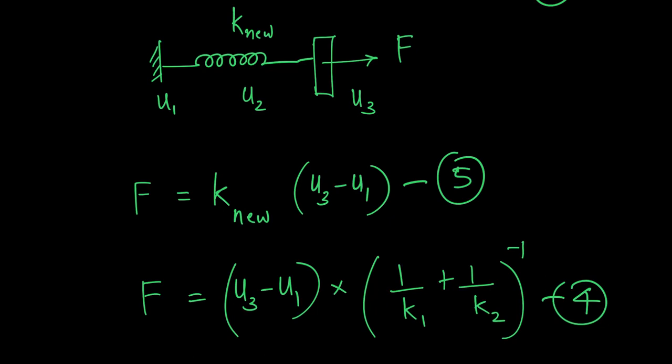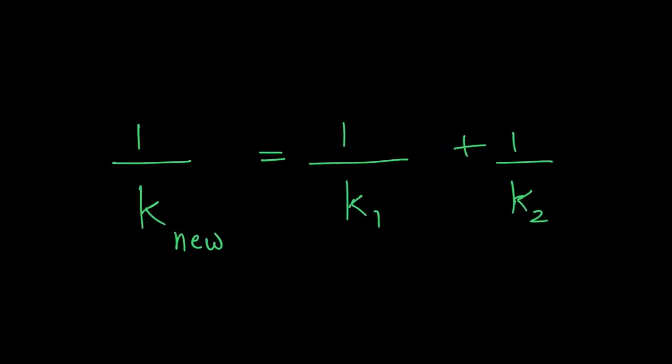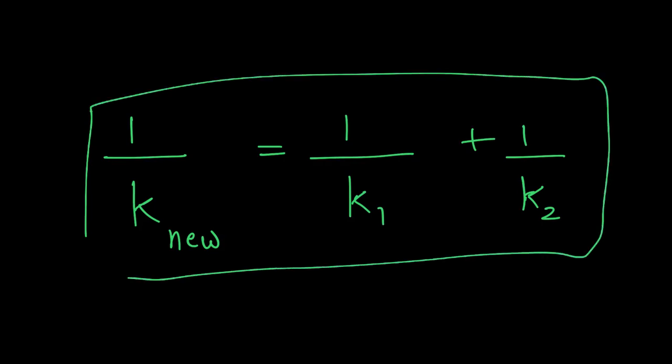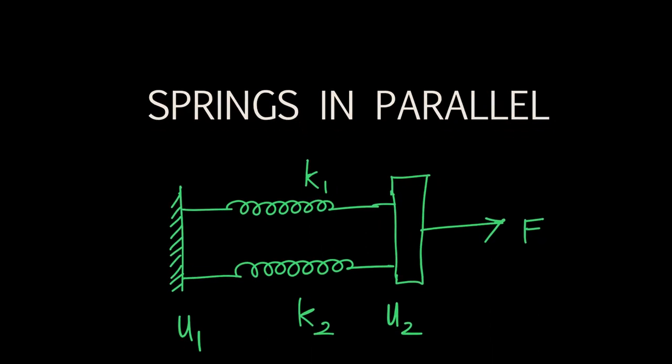Comparing these two expressions, I know that the equivalent stiffness of the spring system will be 1 by k1 plus 1 by k2. If you have n springs, this will continue like 1 by k1 plus 1 by k2 plus 1 by k3 up to 1 by kn. So that's it, we derived the equation for equivalent stiffness when springs are arranged in series. Make sense?